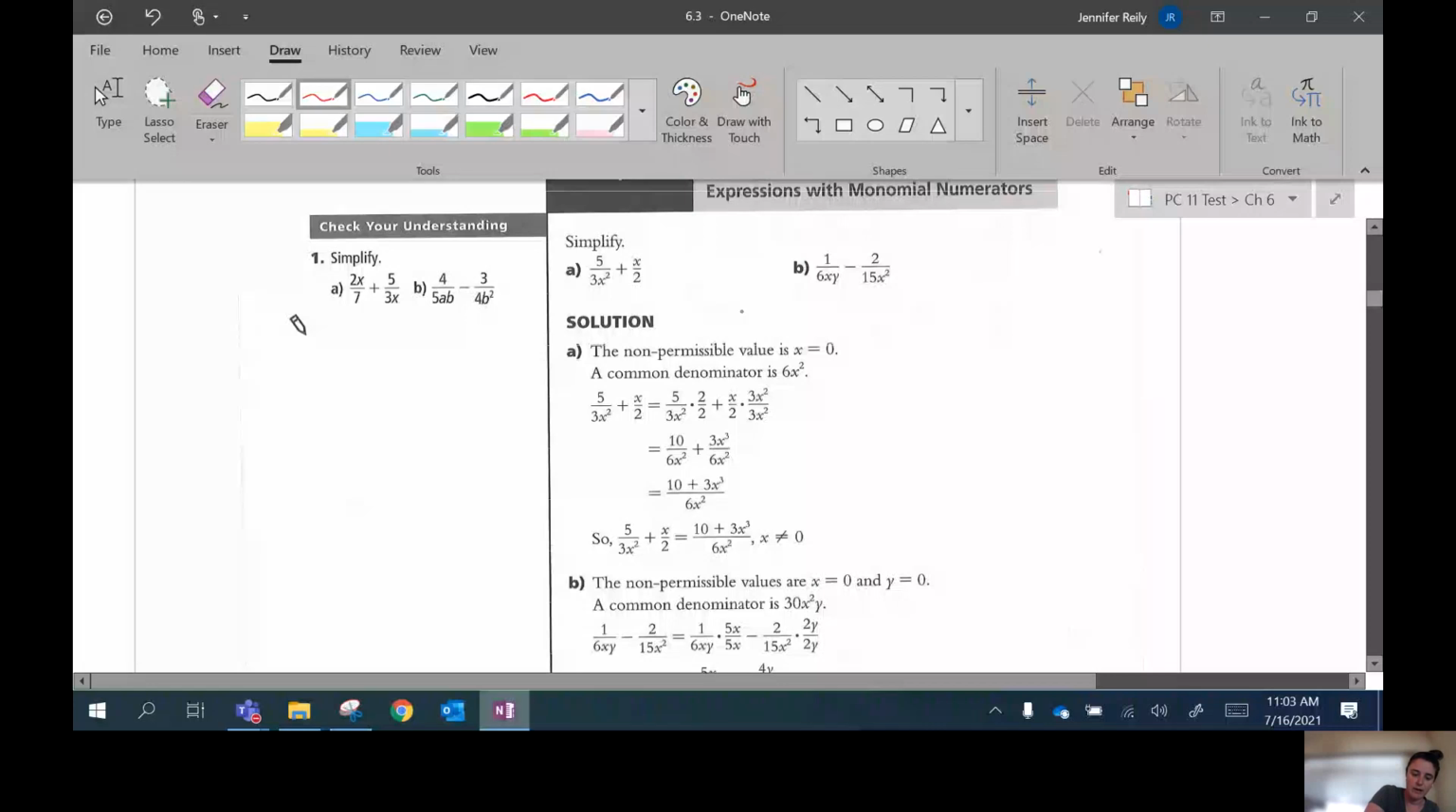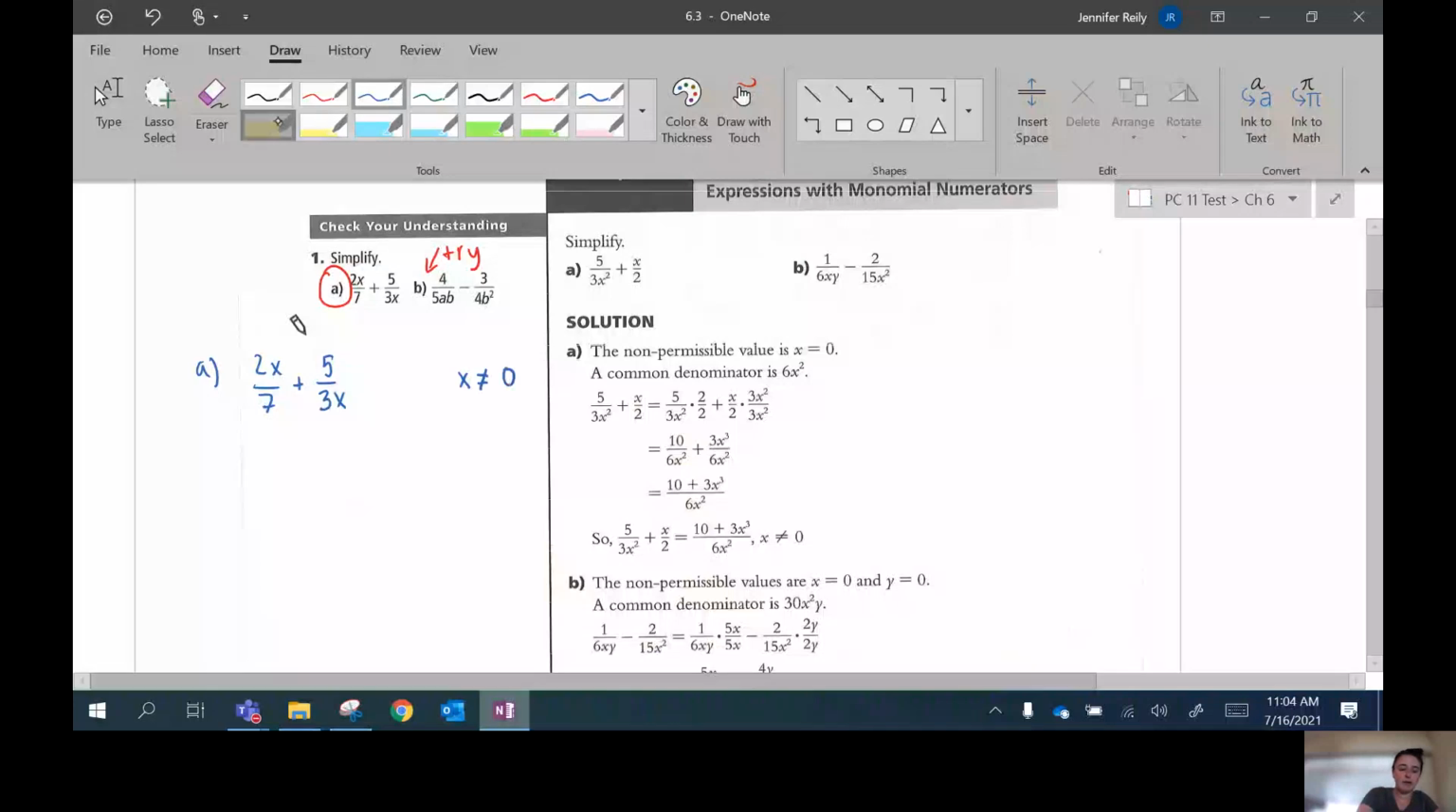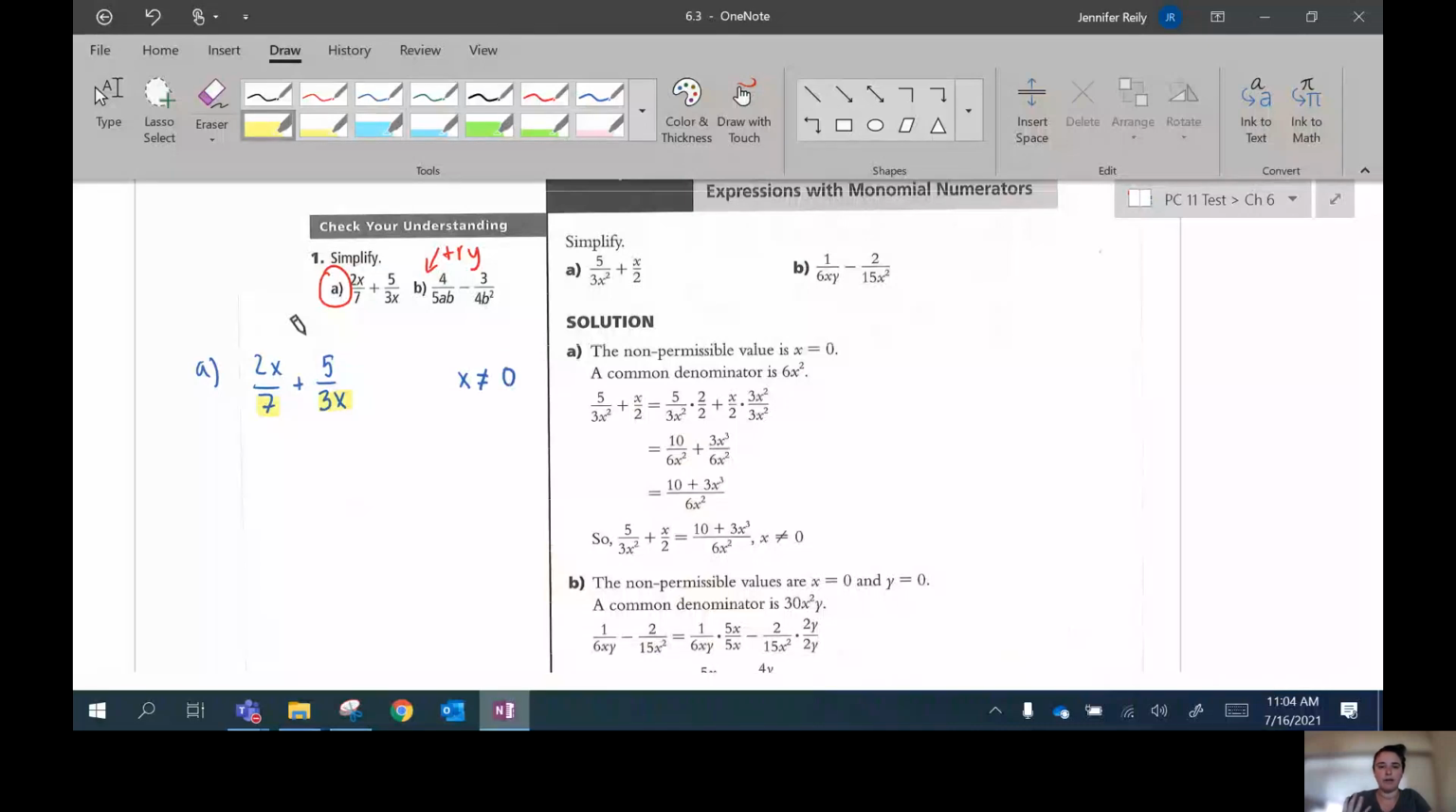I have 2x over 7 plus 5 over 3x. Before I start doing anything, I want to write my non-permissible values. For this one, x cannot be 0 because x is in the denominator there. Okay, so let's focus on the two denominators. I need to make these the same. So I need to figure out the lowest common multiple and make both denominators into that.